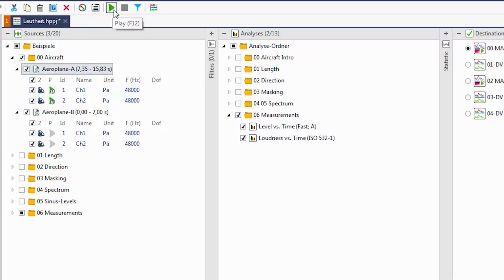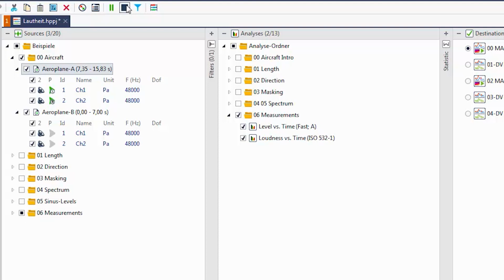Play back the first one. And now to compare it with the second aeroplane.